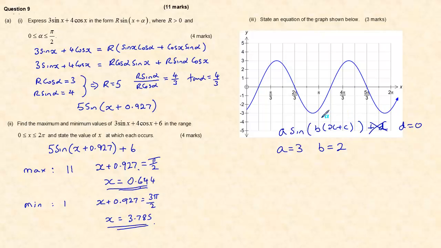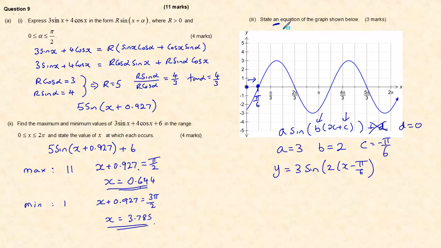Now when I have it in this form with the b outside of the x plus c, the c indicates exactly what the horizontal translation is, and I can see here that it's pi by 6 to the right. This point would normally be here on the standard sine. So we've moved pi by 6 to the right, so c is negative pi by 6. So y is 3 sin(2x minus pi by 6).